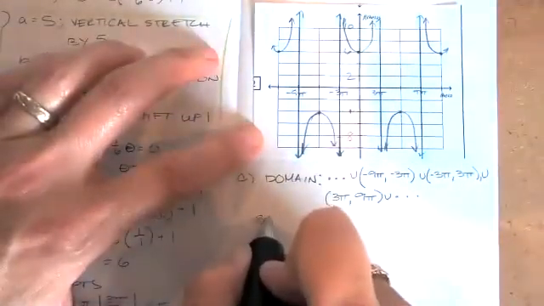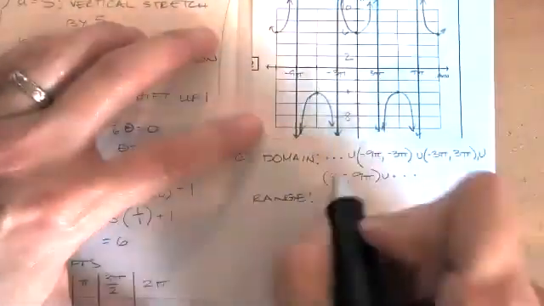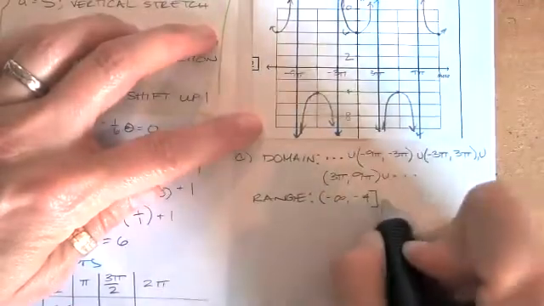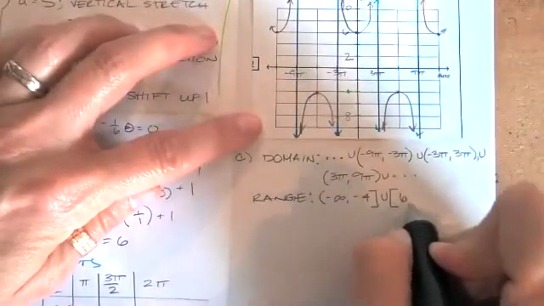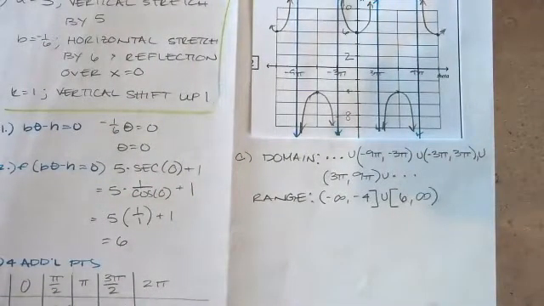And the range is a little bit more complicated here. So it looks like we have negative infinity to negative 4, and we have from positive 6 to positive infinity. Questions about that? That's all good? No problems? Yeah, that's good.